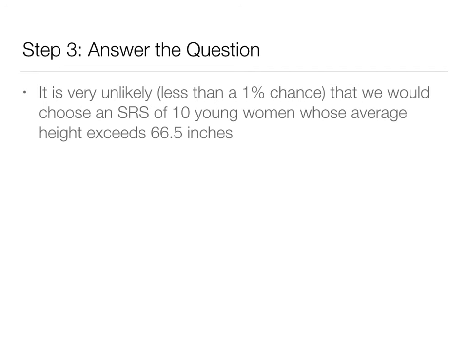Why is there such a drastic change? Well, remember, instead of taking a sample of one person, we're now taking a sample of 10 people. The bigger the sample size, the less variability. And because there's less variability, the likelihood of us getting an average height of 66.5 inches is significantly lower.